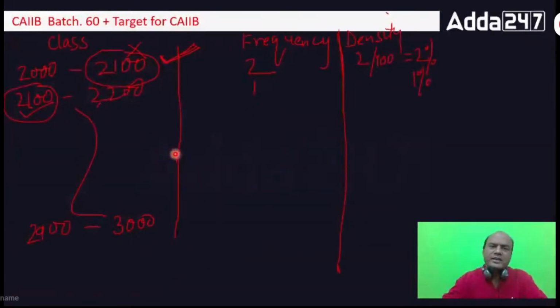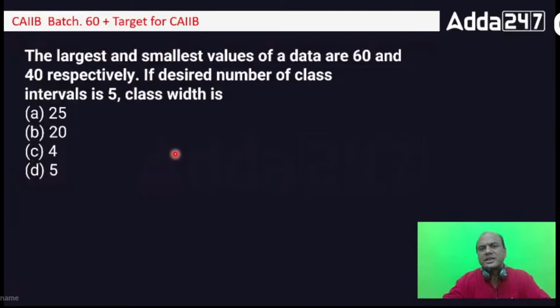Okay? Similarly, next one. The largest and the smallest values of data are 60 and 40 respectively. If the desired number of classes is 5, find the class width. Now give me the answer. This is so easy. 60 and 40. If the desired number of class intervals is 5, find the class width. Fast.